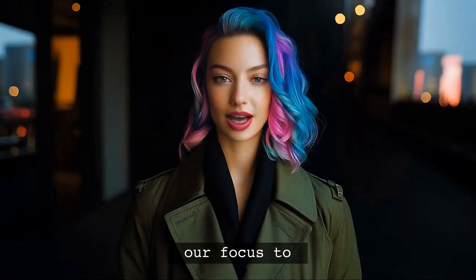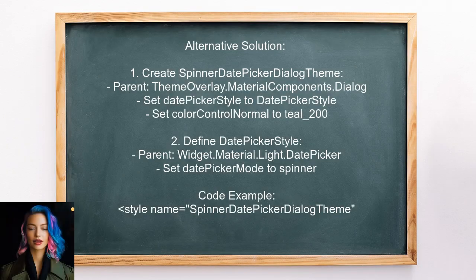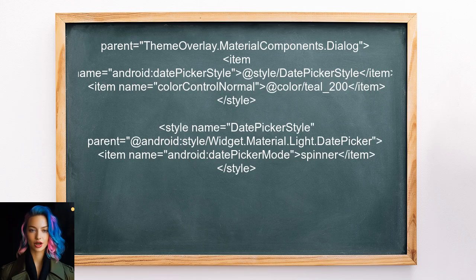Now, let's shift our focus to a different response. An alternative solution suggests using material components for your date picker dialog. First, create a new style called Spinner Date Picker Dialog Theme, which uses ThemeOverlay.MaterialComponents.Dialog as its parent. Then, define a date picker style that sets the date picker mode to spinner.